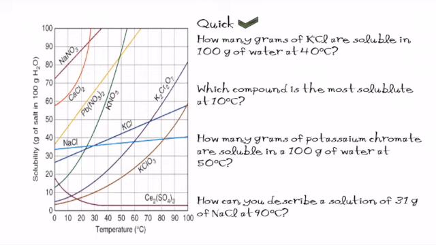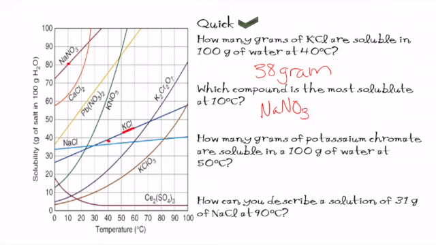Quick check. How many grams of KCl are soluble in 100 grams of water at 40 degrees Celsius? So we would find KCl and look at 40 degrees. So it would be about 38 grams. Which compound is the most soluble at 10 degrees Celsius? So we look at 10 degrees and which one is the highest at the top? So that would be sodium nitrate.